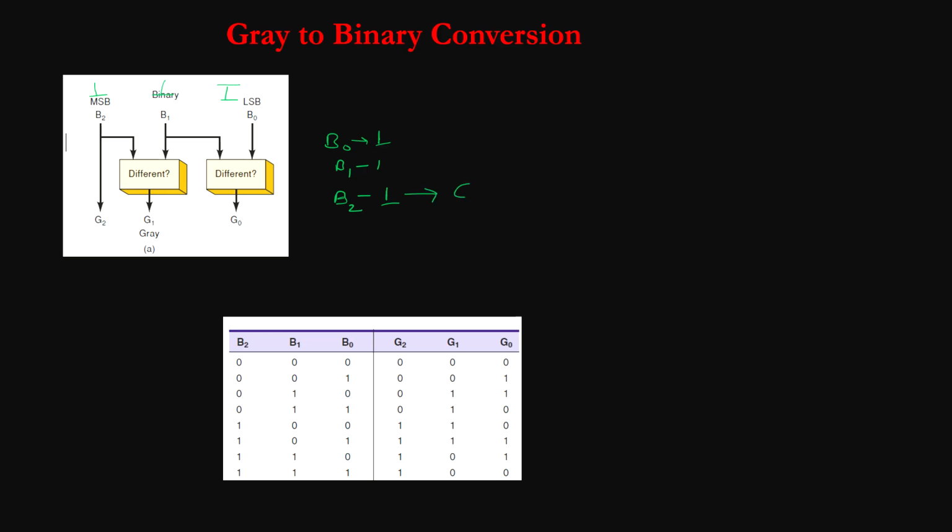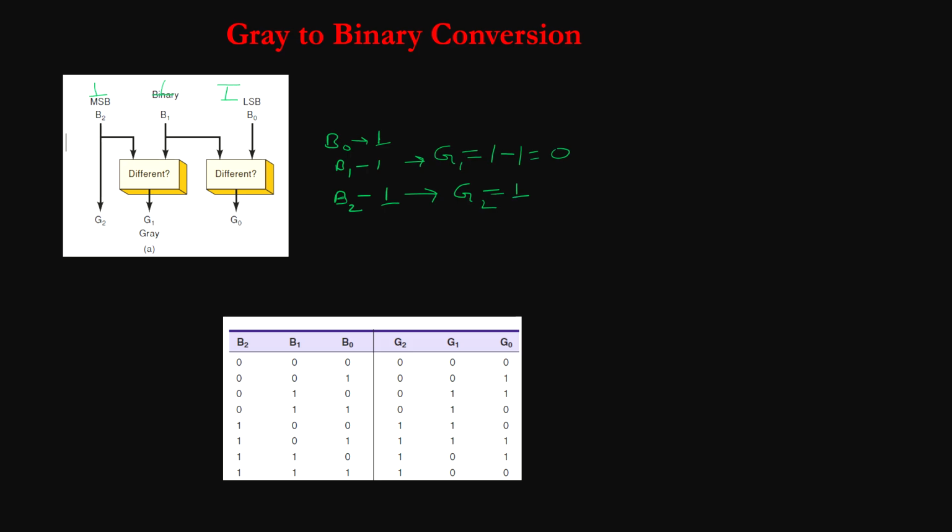So that will be equal to Z2. B2 is equal to Z2. So how would you get Z1? Z1 would be equal to the difference between B2 and B1. So what is B2? B2 is 1. What is B1? That is 1. 1 minus 1 is 0. Okay. So Z2 is 1.